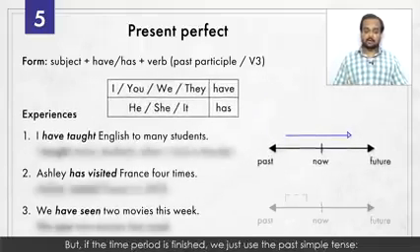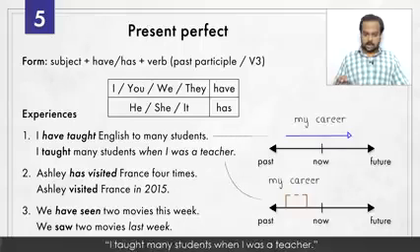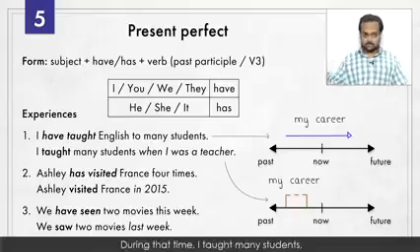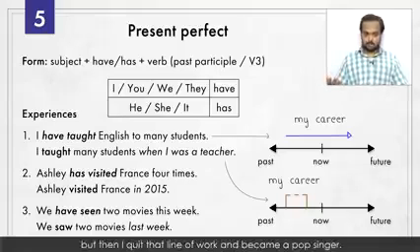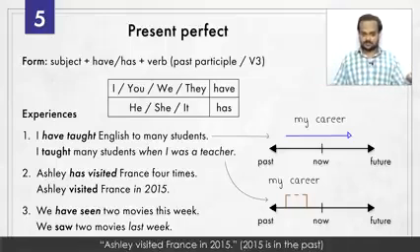But if the time period is finished, we just use the past simple tense. I taught many students when I was a teacher. In this sentence, my career is over. It means I'm not a teacher now. I was for some time. During that time, I taught many students. But then I quit that line of work and became a pop singer.